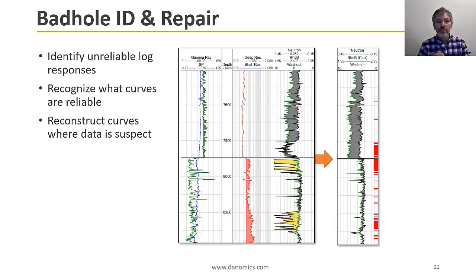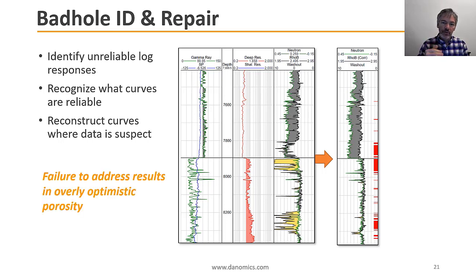Okay, when it comes to dealing with washouts, this is normally a process where we identify where we have a bad log response, recognize what curves are reliable, and then reconstruct the unreliable log responses. And if we don't do this, as you well know, we will end up overestimating the porosity. And that is why I believe it's crucial for us as petrophysicists to take care of this before we pass off projects to any other downstream users.